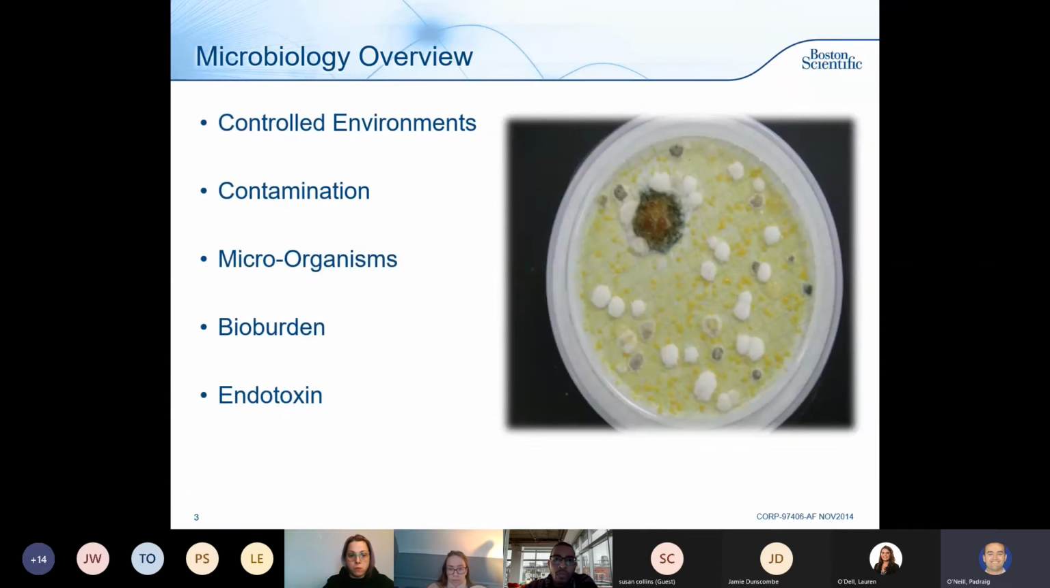So what we will be going through today is our control environments, contamination, microorganisms, bioburden, and endotoxin. And if you can see that plate there on the right hand side, that's what we would call a worst case scenario. You can see loads of little bacterial colonies there in the yellow, and then we've yeast and mold there as well. So that's what we don't want to see when we're counting our plates.